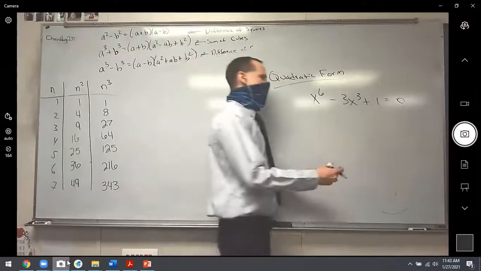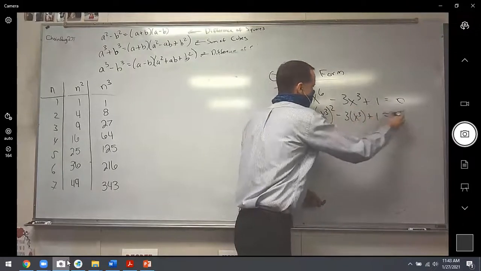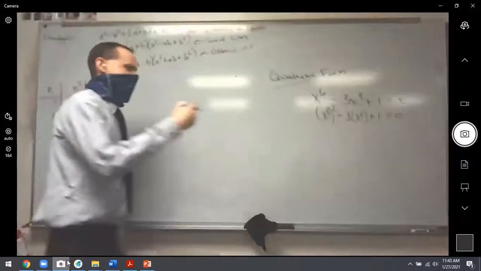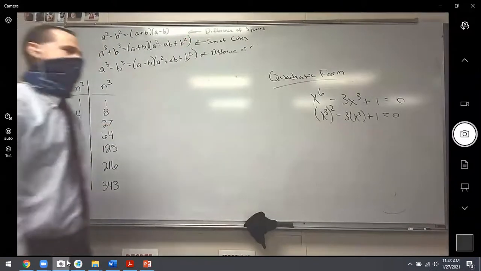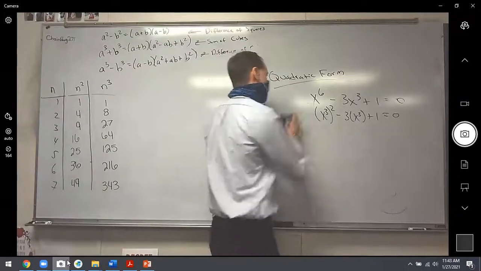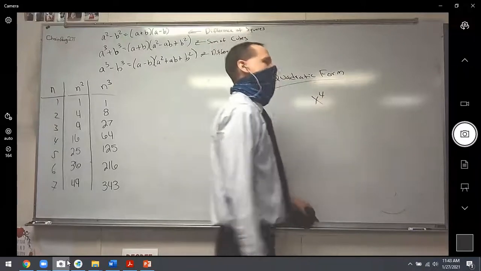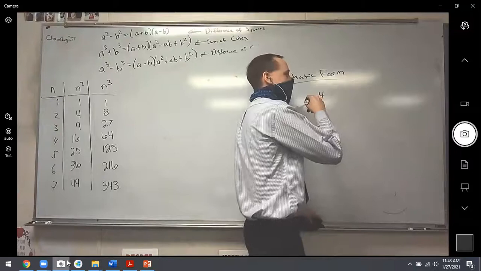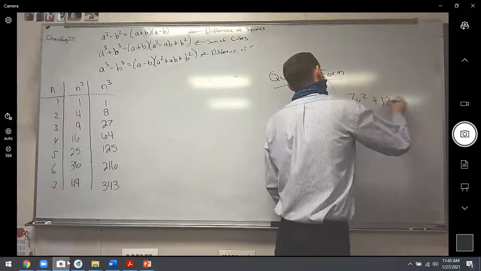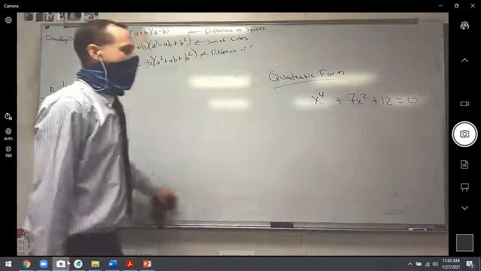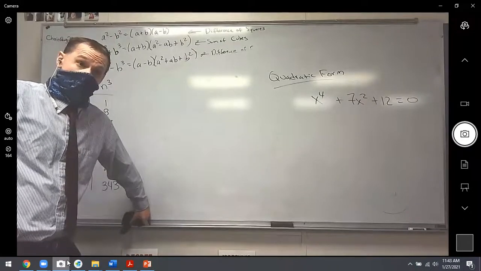Yes. So if you were going to factor this, I would think of this in terms of x cubed. Now, I gave you a problem that doesn't factor, because can you think of 2 numbers that multiply to 1 and add to be negative 3? I can't. But conceptually, that's how I would start it. Let me give you one where you could do it. X to the 4th plus 7x squared plus 12.